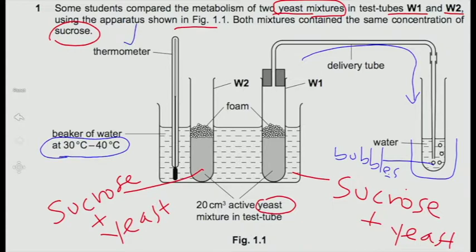Let's look at the diagram again. Test tube W2 on the left, test tube W1 on the right. In both test tubes, there is sucrose, a sugar, and yeast mixtures are added. 20 cubic centimeters of active yeast mixture is added in the test tube. As the yeast is added into the sucrose, the delivery tube will take a gas which will be bubbled in the water on the right. As you can see, the bubbles.